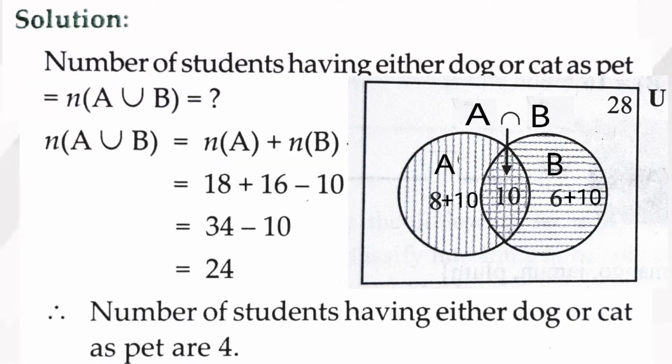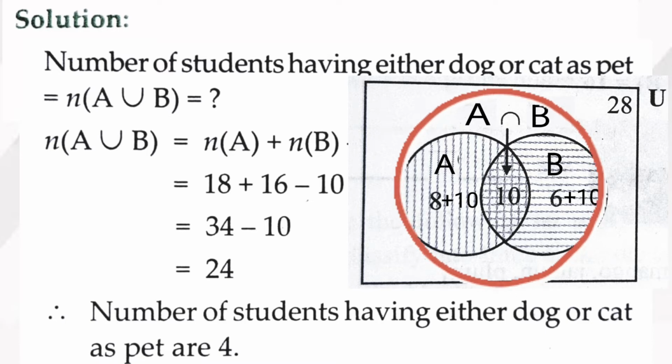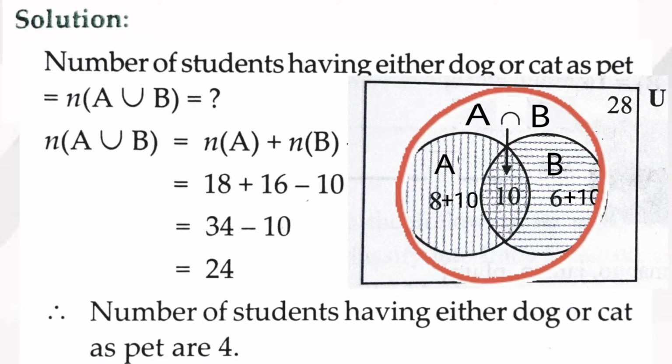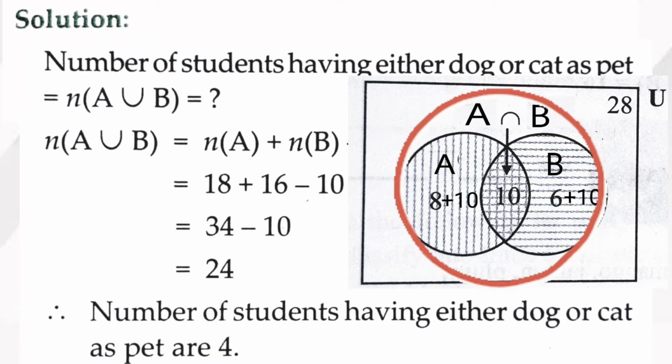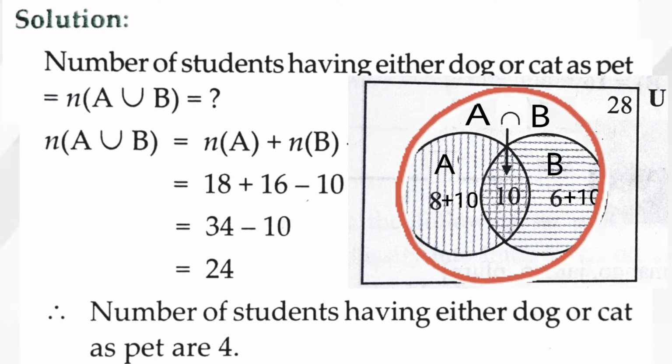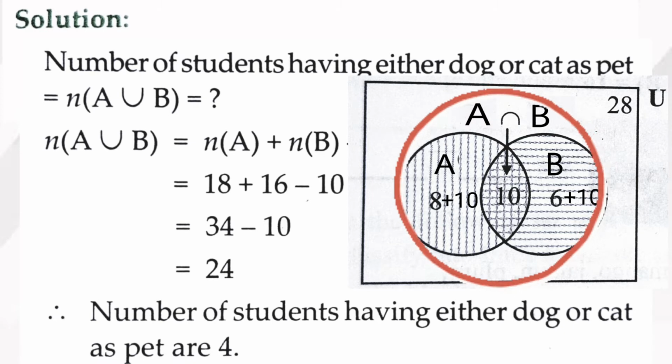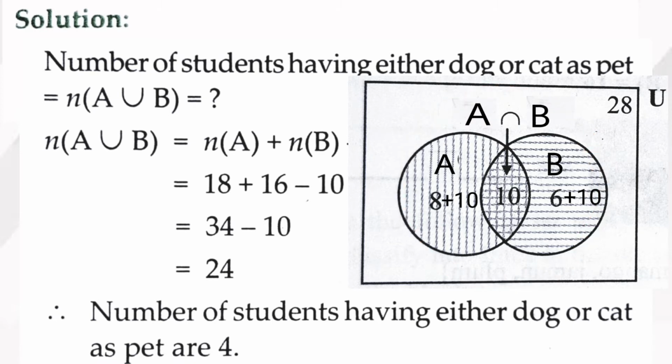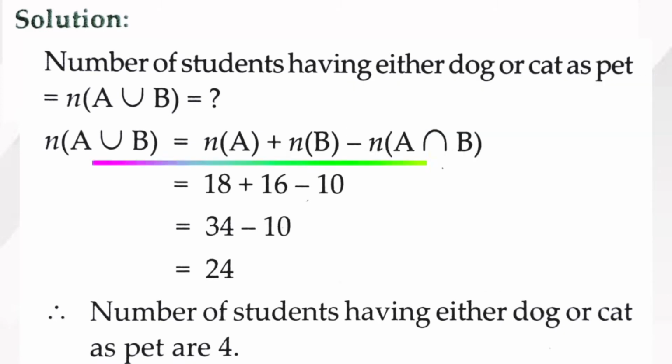Then number of students having either a dog or cat as pet equals number of A union B. So in the Venn diagram also you can see the 10 is the common students who have dog and cat both, and 18 are the students who have dog and 16 are the students who have cat. So number of A union B, how will we find that? With the help of the formula.